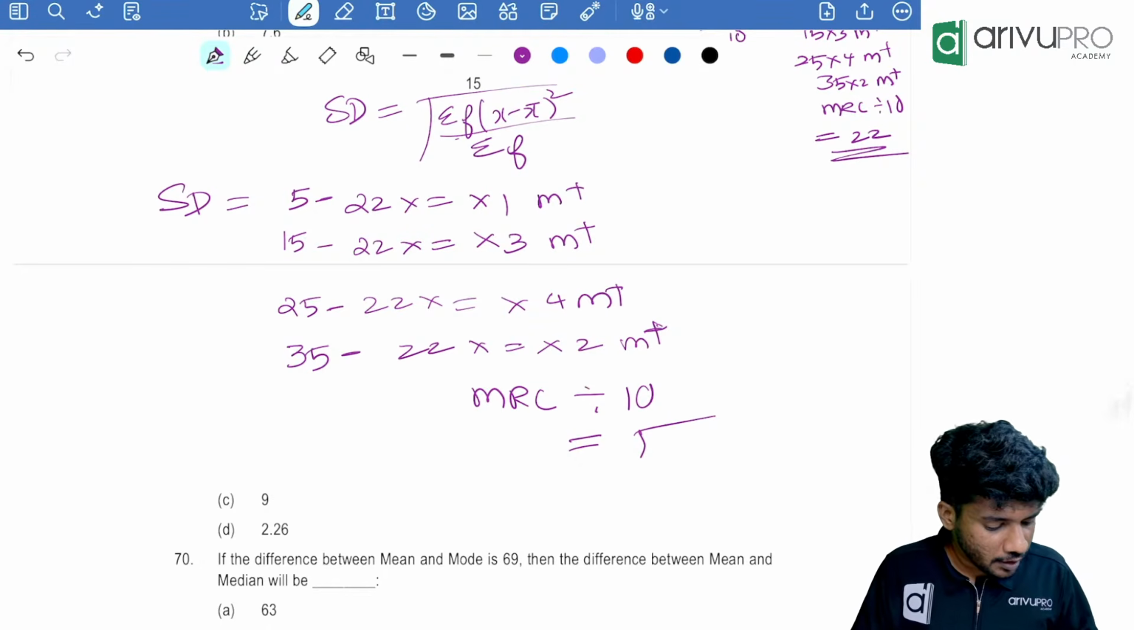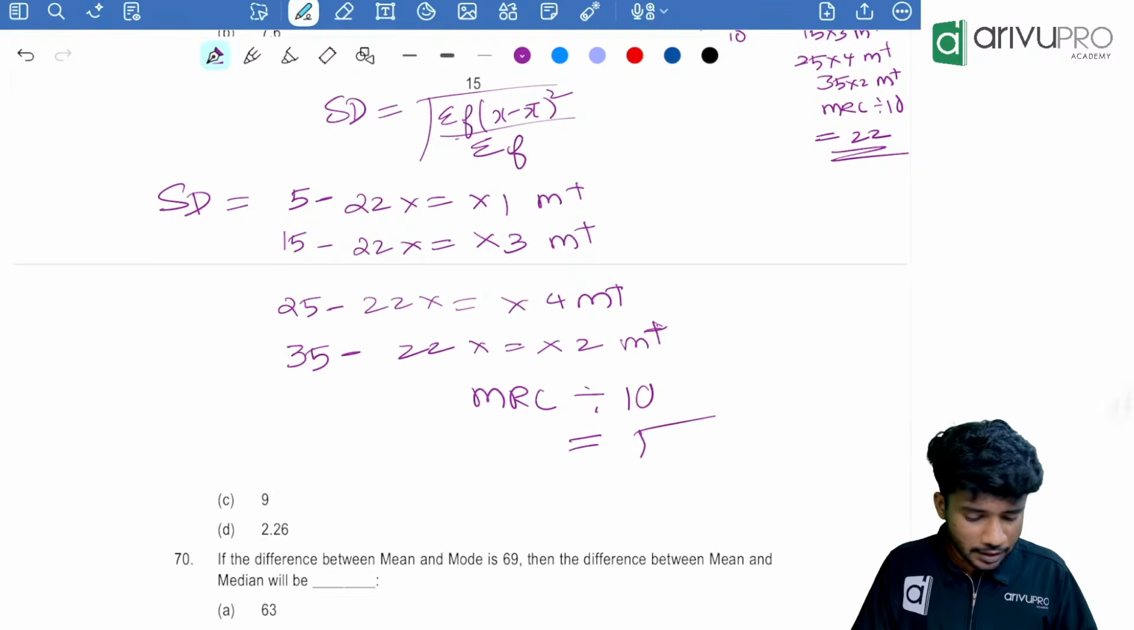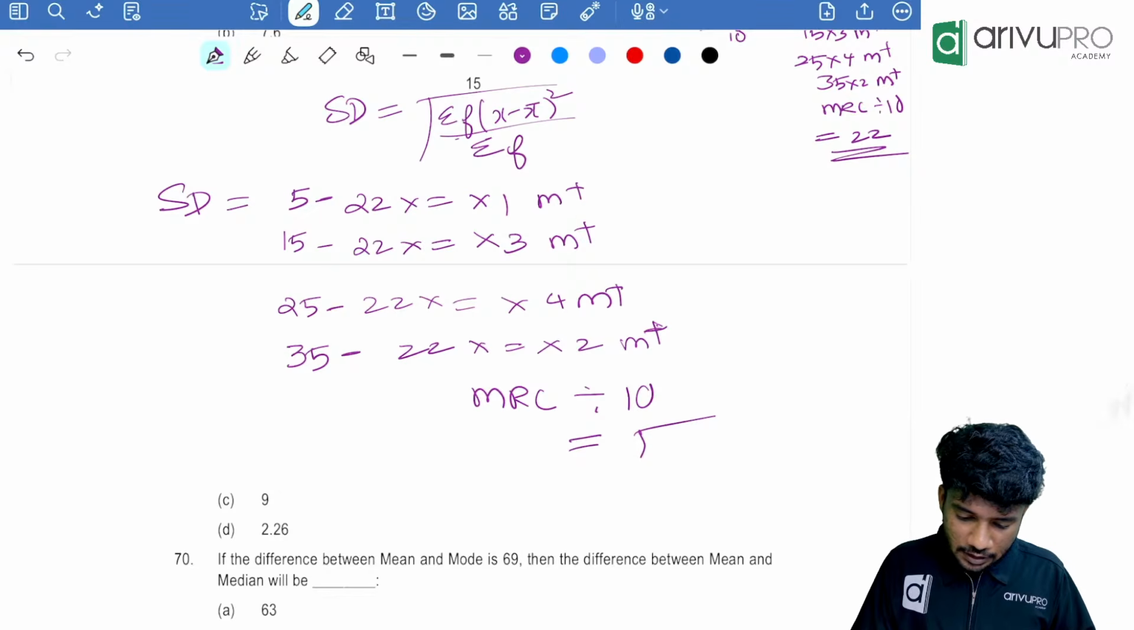Now over here, clear the memory first of all, people. Then 5 minus 22, M plus, multiplied with 1. Yes, no, we don't need to do that. 15 minus 22 multiplied with 3, M plus, then into equal to. Oh, I didn't do the into equal to part.